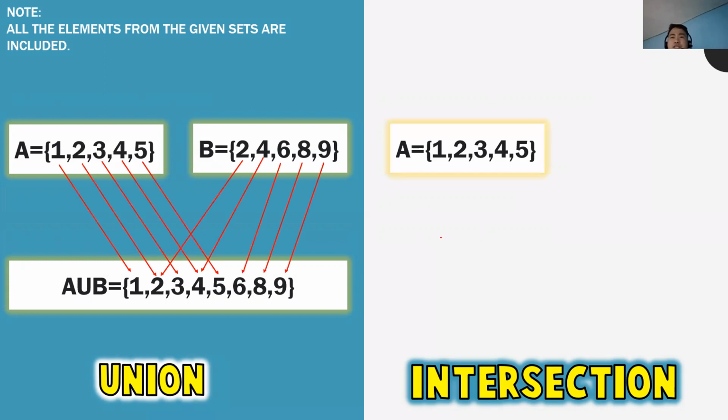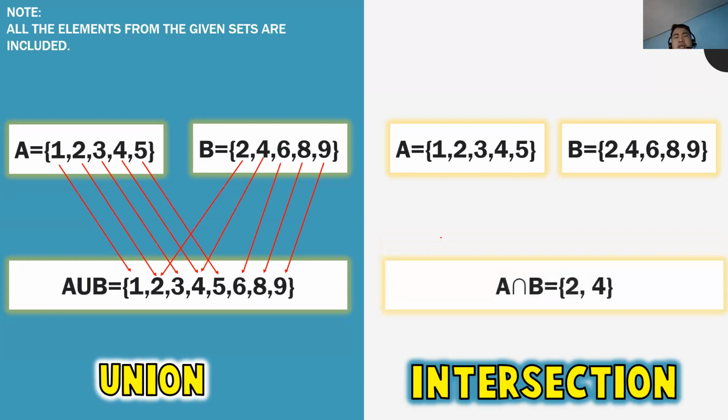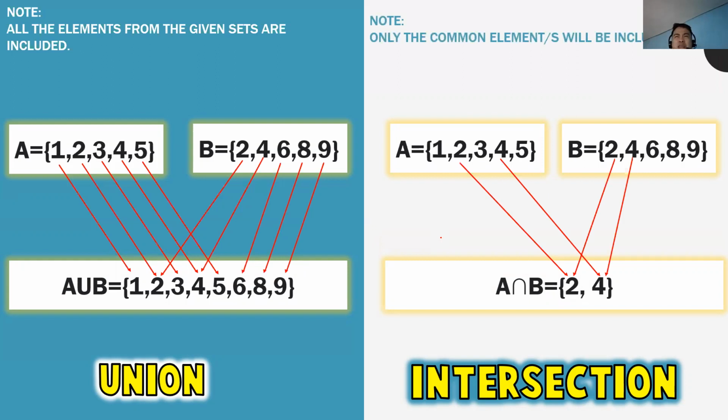While in the intersection, look at the example. Set A and set B, same examples po from set A and set B of the union sets. Sa intersection naman, ibig sabihin po, look at the given, yung 2 at saka yung 4. Ibig sabihin, pag intersection, kung ano lang yung common sa dalawang set. Only the common element or elements will be included. Kapag walang common na element, ibig sabihin, ang intersection niyan, empty or null. Ibig sabihin, disjoint sets po yun. Okay, kasi nga walang common, di ba? Based from the definition na sinabi ko kanina.